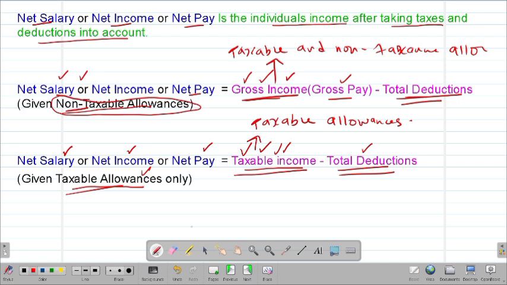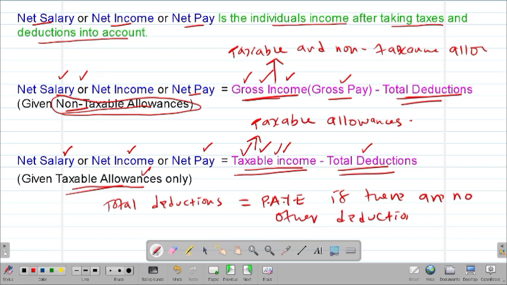Another point to note is that total deductions will be equal to the payee if there are no other deductions. Yeah, you can get a question where there are no other deductions. So if there is no any other deductions, then total deductions will just be equal to the payee or the net tax.